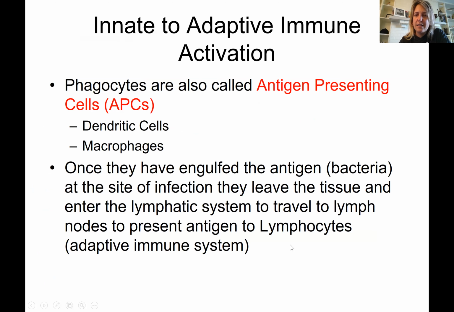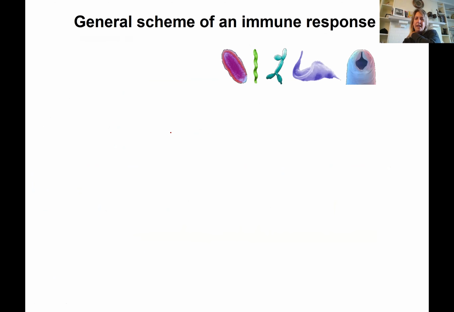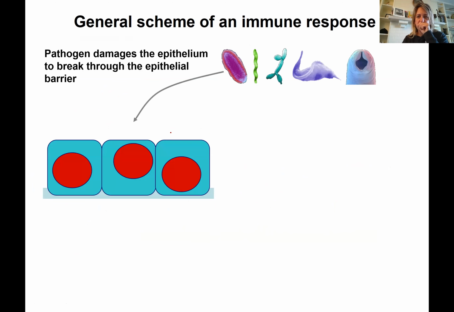So the phagocytes, the ones that are also antigen presenting cells, which are these guys here, once they have engulfed the antigen, like I said, they chop these antigens up and then they present it, they put it back on their surface, and they recruit the adaptive immune system.